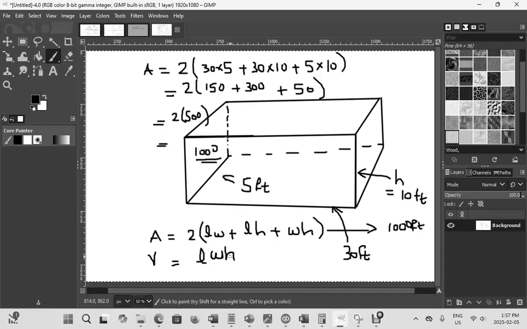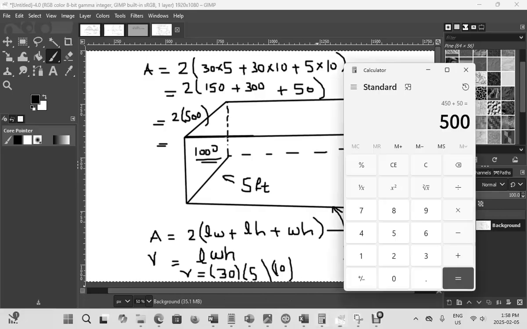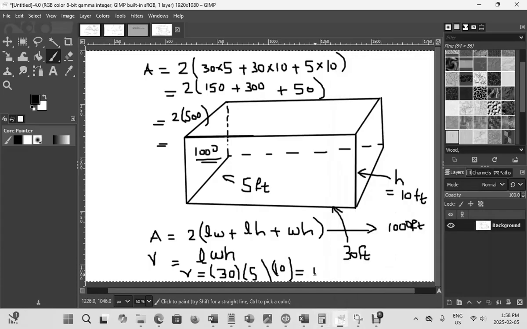Next you have your volume. To figure out your volume, this will be volume equals length times width times height. We know your length will be 30 feet, your width will be 5 feet, and your height will be 10 feet. So we know that your volume will be 30 times 5 times 10. This is 1,500 as your volume.